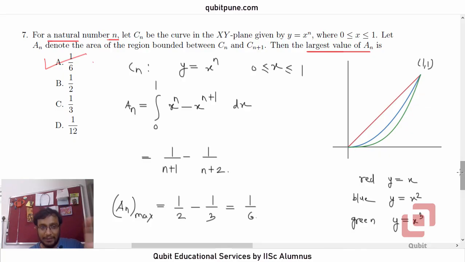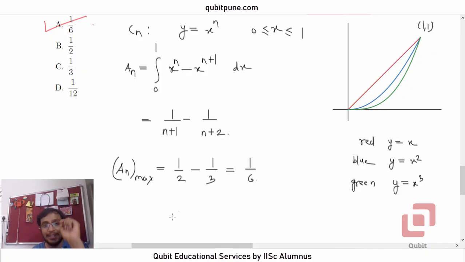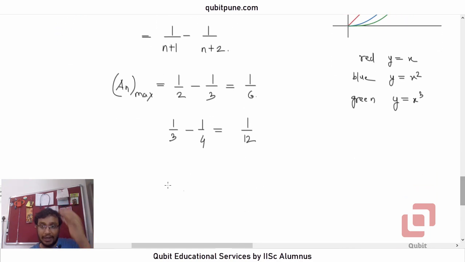Okay, well, now if you don't find this explanation convincing, then we can go for 1 upon 3 minus 1 upon 4. So that will be 1 upon 12, right? And if we now go to the next one, that's 1 upon 4 minus 1 upon 5, then it is going to be 1 upon 20. Okay, so basically you are going to get a sequence which will be decreasing.